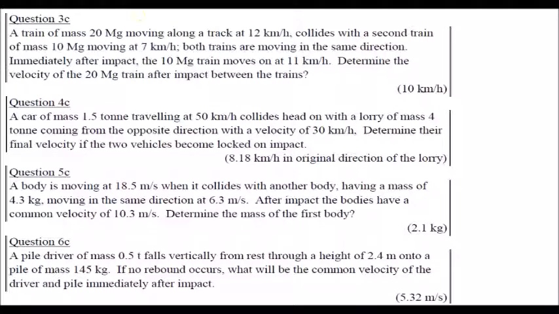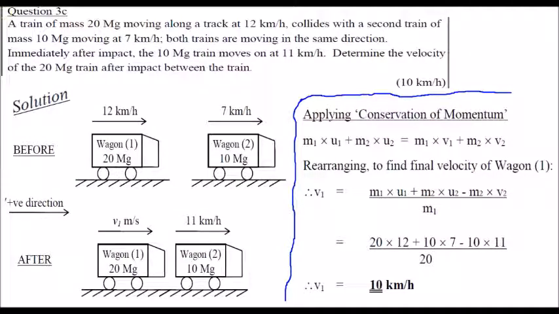I will leave you with some further tutorial questions, question 3c through to question 6c. And again, the answers are shown in the brackets on the right hand side against each question. Here is the full work solution to question 3c shown here. I'll let you review this at your own pace. Notice in this question the wagons are not joined after impact, so we are trying to find the velocity of wagon 1 after the impact. It's v1.